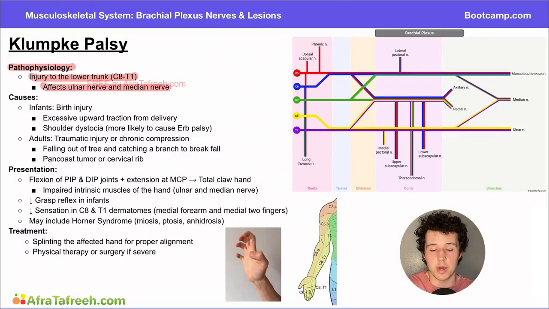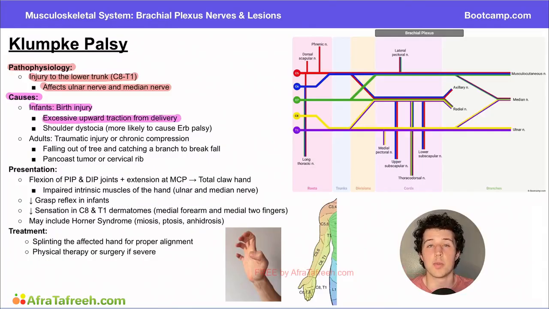All right, let's move on and talk about causes. So similar to Erb palsy, the cause of this injury is likely to be dependent on the age of your patient. So in infants, it's almost always going to be from a birth injury, specifically upward traction from delivery. So if there's an excessive amount of abduction of the arm, pulling it up and behind the head, then that can stretch the nerve and cause damage.